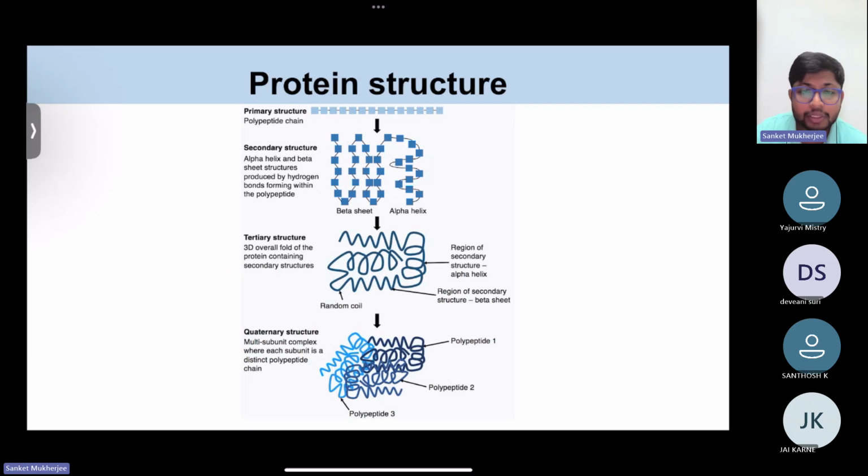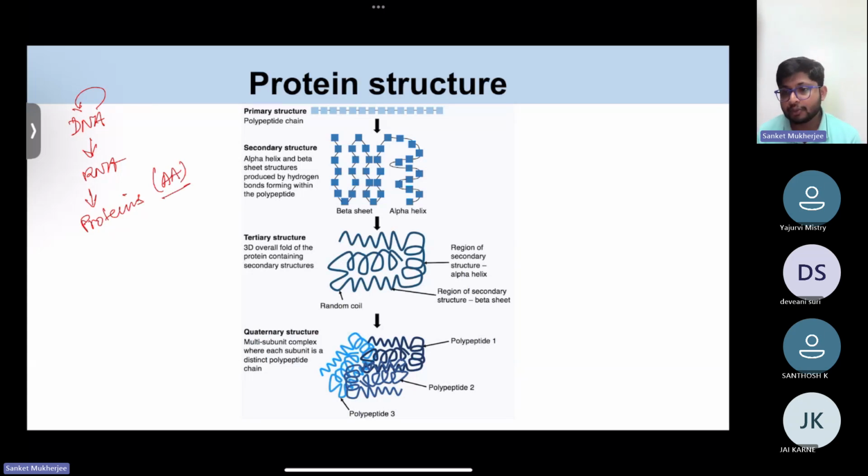Now, talking about the protein structure. We know that DNA, which has the entire code of the genome, forms DNA through replication, then it forms RNA, and then it forms protein. Now, these proteins are made up of amino acids, which in a sequence form a protein. A protein structure can be primary, where there is a linear polypeptide sequence of amino acids. That is when we call the structure of a protein the primary structure.